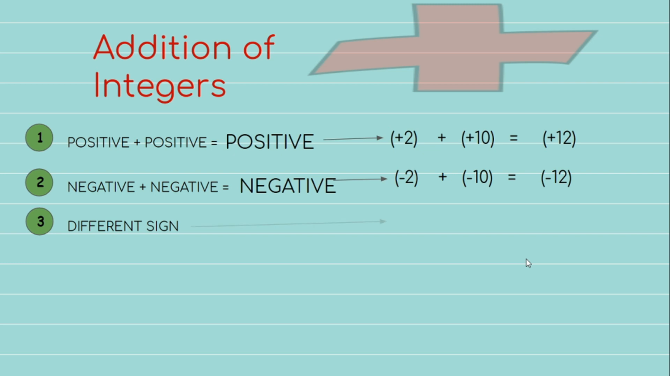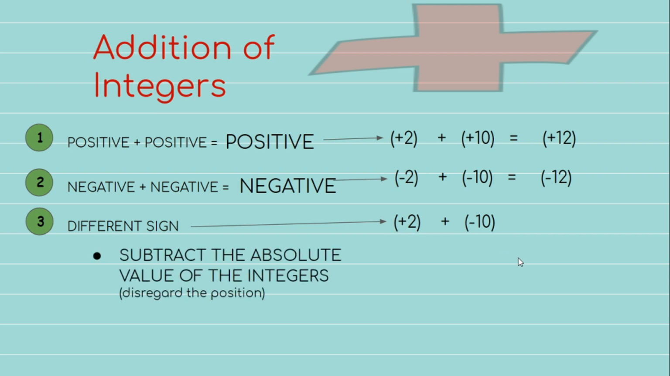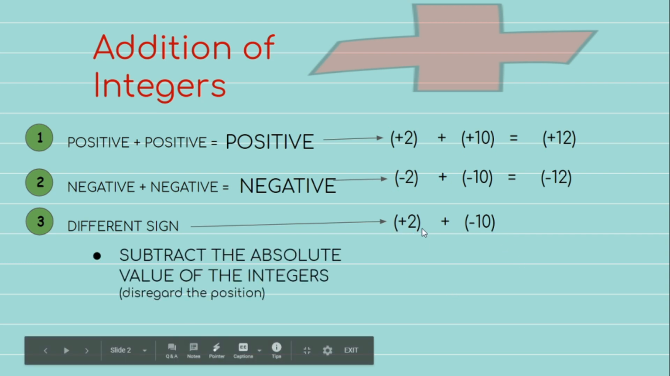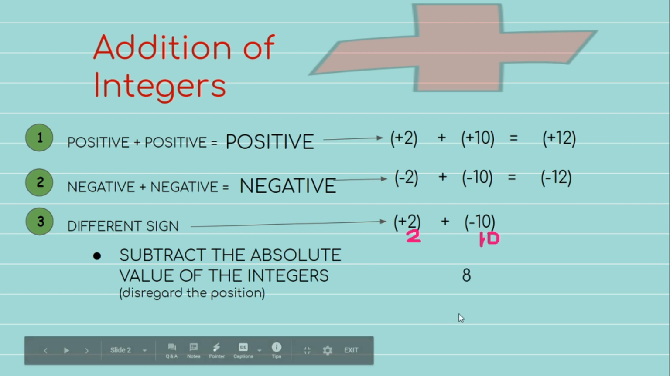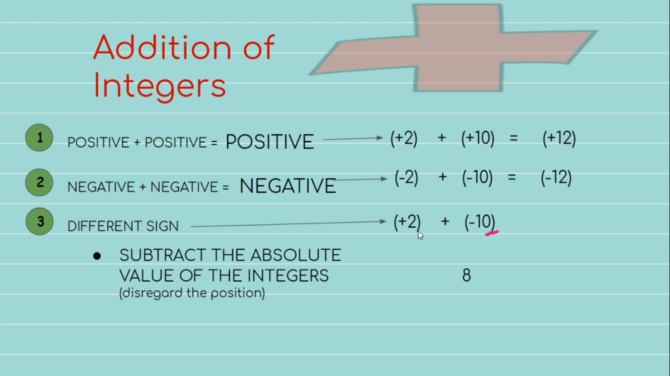Then the third case is the integers with different sign. So, paano naman yan? For example, I have positive 2, tapos yung isa ay negative 10. Sabi natin, ang ating first step ay to subtract their absolute value. And si 2, disregard natin yung sign, so 2 and then 10. Subtract natin, disregard the position, so 10 minus 2, that's 8. Correct? Tapos, anong sign yung susundin natin? Since mas malaki yung absolute value nitong 10 kaysa dito kay 2, so meaning to say, we will need to copy the sign of negative 10. So, meron tayo ngayong negative 8.